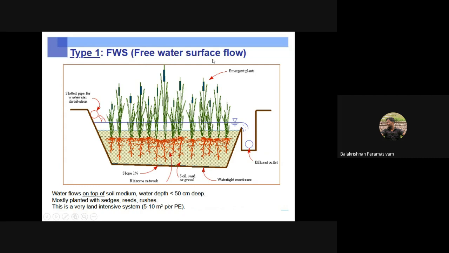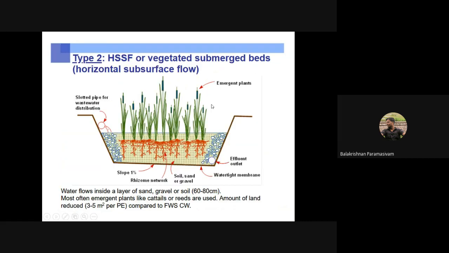So this is a free water surface flow constructed wetland. Then this is a submerged bed, a horizontal subsurface flow. That means we are providing gravel and sand. The water effluent will come here and pass through the pores of the media present here, move horizontally, and finally come to the drain system. So here the complete constructed wetland treatment process is happening.